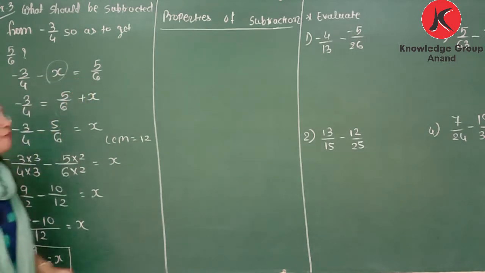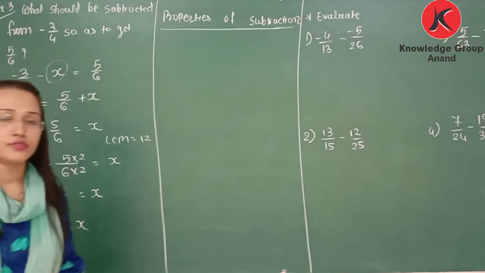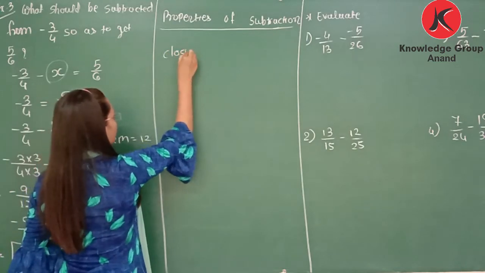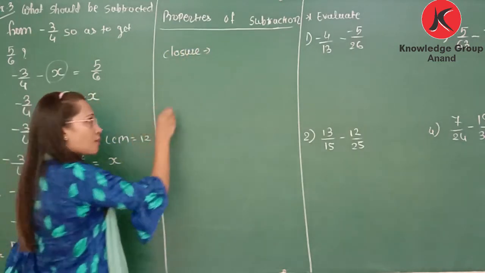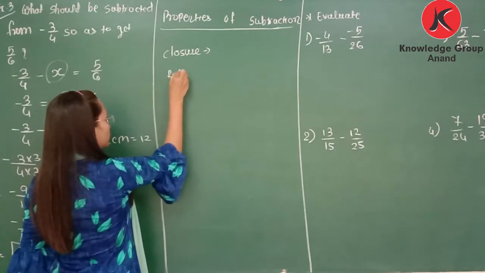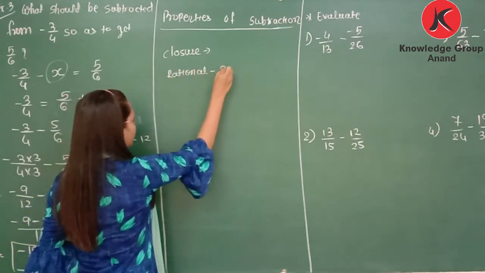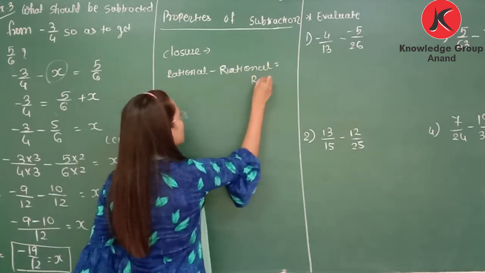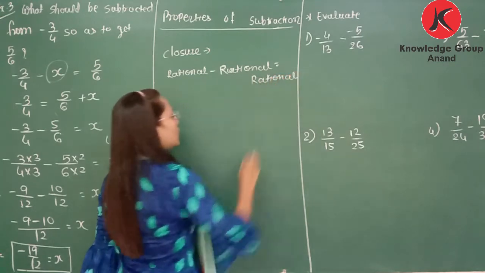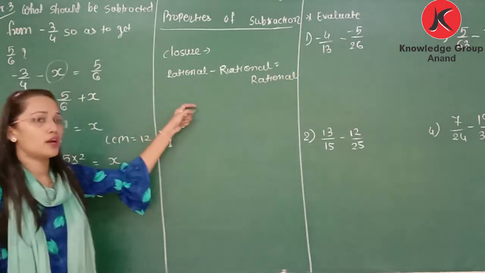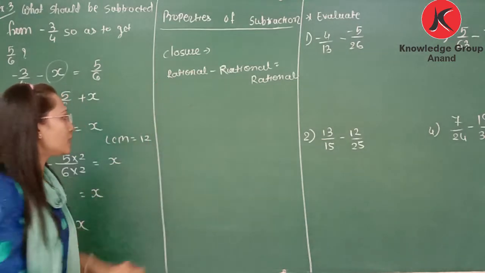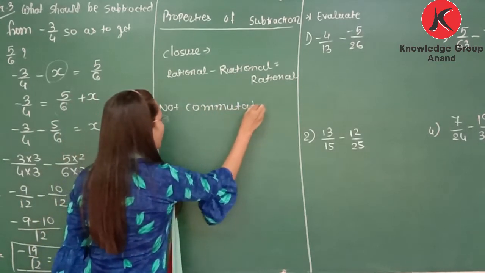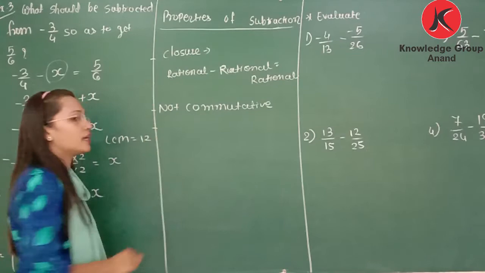Okay. Now after that we learn about the properties of subtraction of rational numbers. We learn about the closure property. Closure property means, if you subtract two rational numbers, then the answer is always a rational number. This means rational numbers are closed for subtraction. But rational numbers are not commutative, because we cannot change the order in subtraction.